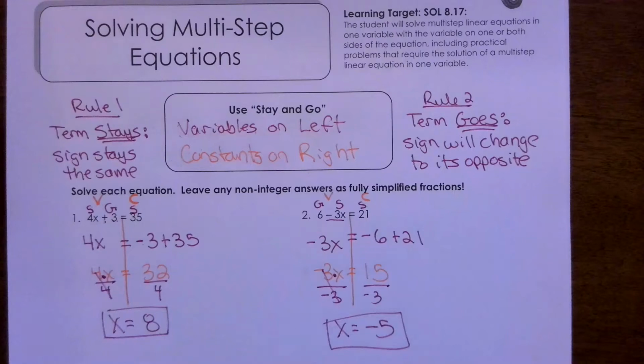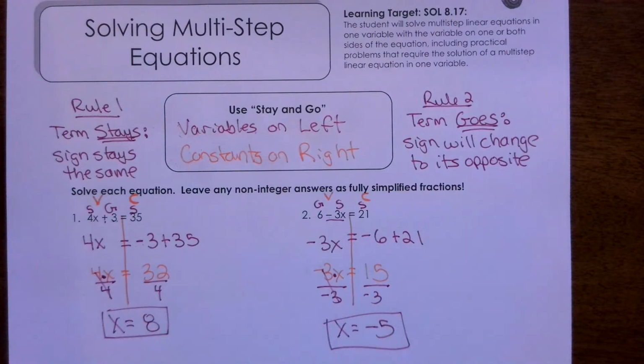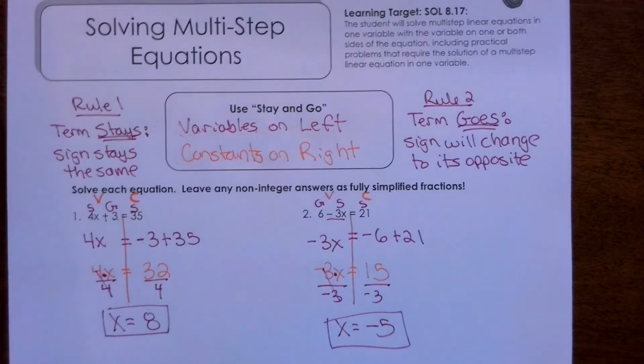Hi and welcome. We are going to do this video on solving multi-step equations. You should be in your pre-algebra quarter one notebook on page 37. In our last lesson, we talked about using stay and go to solve two-step equations. We're now going to use stay and go and solve some multi-step equations, and you're really going to see how this method can help you make sense of these multi-step equations.